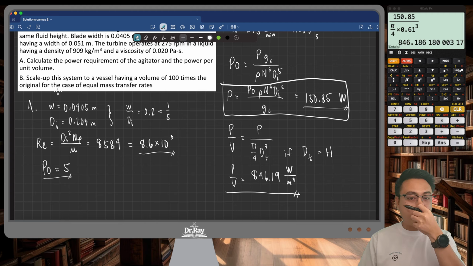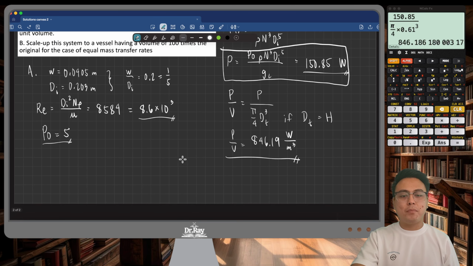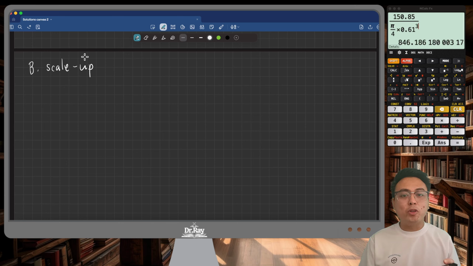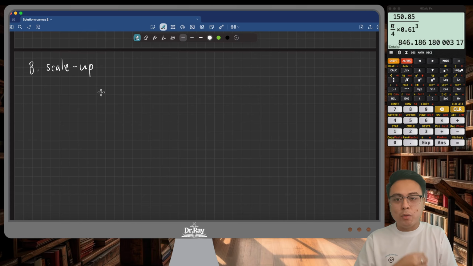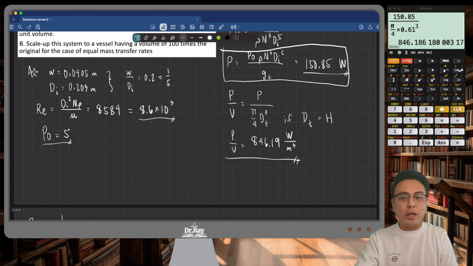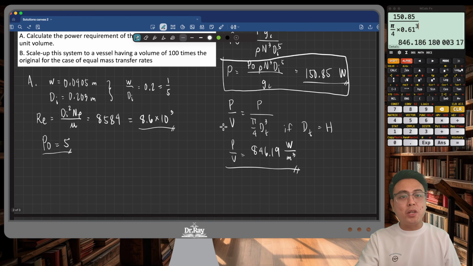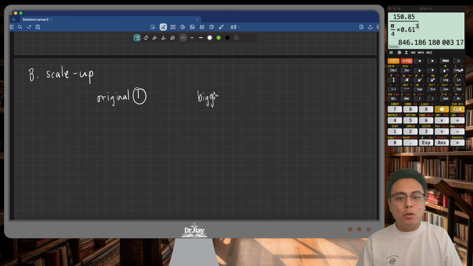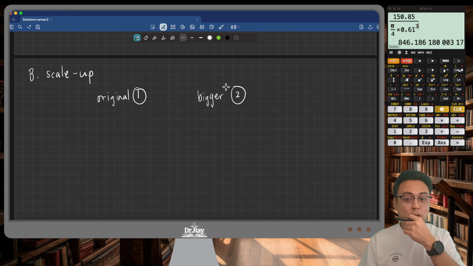So this one right here would be our baseline value. Now, this is our original agitator. And our goal for letter B is we want to scale up this system. Okay. Let's have letter B here. The scale up. So in order to make things simpler for us, I'm going to prepare a simple table wherein we have here the original agitator system, and this one is coming from A right here. So all of this in the first page here pertains to our original agitator, and we want to know what are the parameters for the bigger agitator.